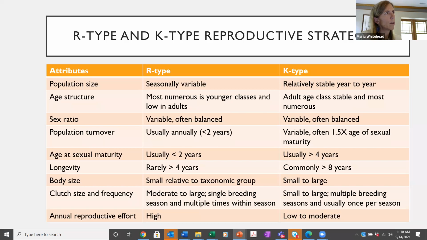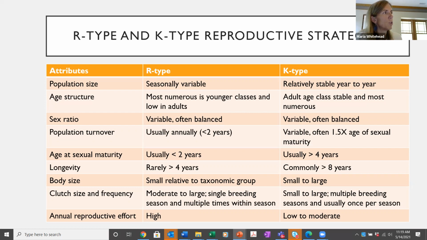And I want you guys to spend some time with this table, because we'll return to this as we talk about each of our vertebrate groups. There are really kind of two strategies that we break vertebrates into as far as reproductive strategies go. R-type strategists, which tend to have population sizes that are seasonally variable. They have way more young individuals in their age structure and far fewer adults.